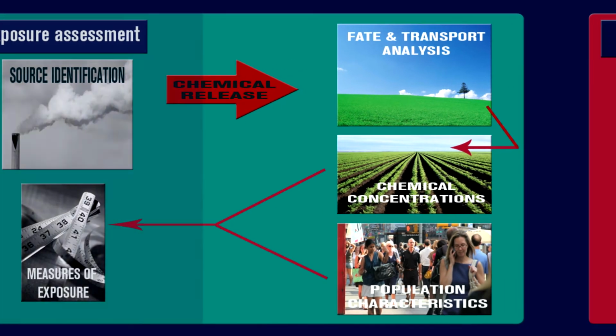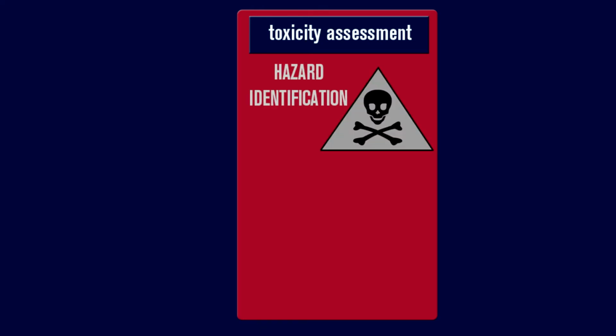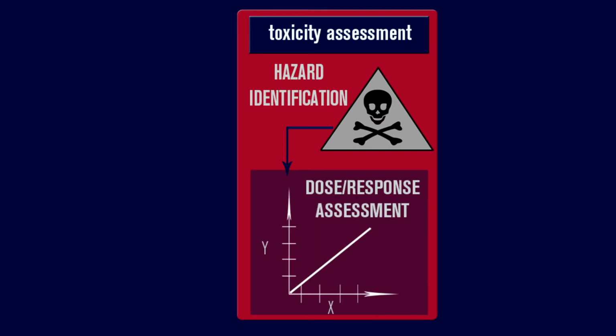Then we move to the toxicity assessment. And the first thing we do is we conduct an assessment called a hazard identification. This answers the question, is the chemical toxic? Once we have that answer, then we conduct our dose response assessment. And this quantitates the amount of the toxicant that gives a certain response. It says, how potent is this chemical?